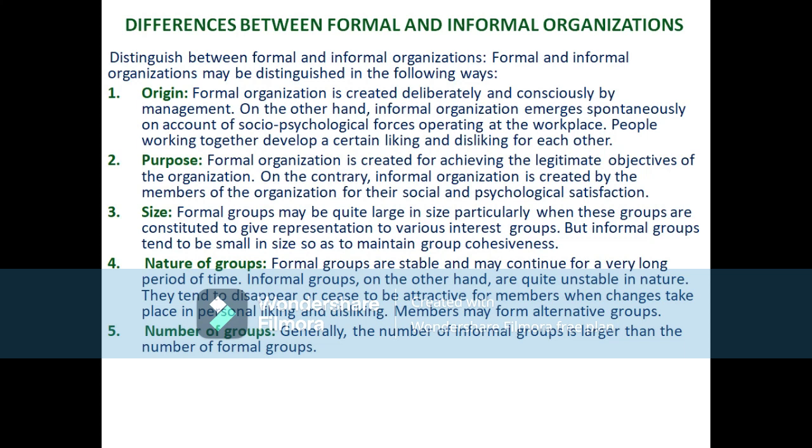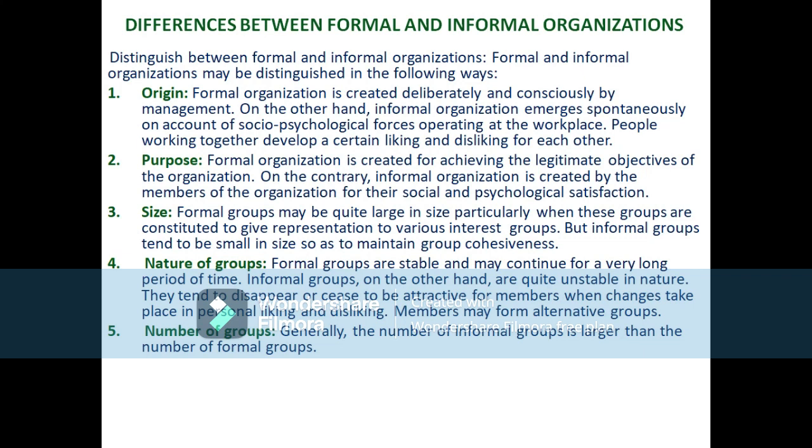Coming to nature of groups, what would be the nature of the group for formal and informal? For formal groups, the nature of the group is stable, and it continues for a longer period of time till the organization exists. But informal groups are quite unstable in nature. They can disappear at any time. They cease to be attractive for members when changes take place in personal likes and dislikes, because informal organizations are based on relationships, like-mindedness, and similarities of personal attitudes, beliefs, values, likes and dislikes. If there are any changes in the members of the group, the group will definitely disappear. But not formal groups, because they are stable: policies are stable, practices are stable, procedures are stable. They will continue till the organization is in existence.